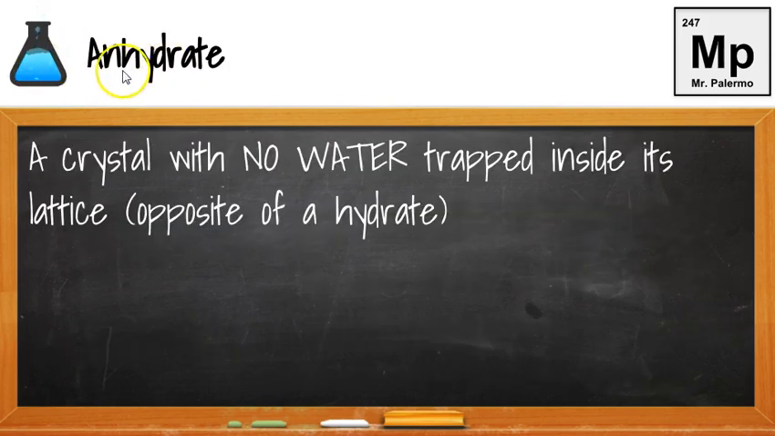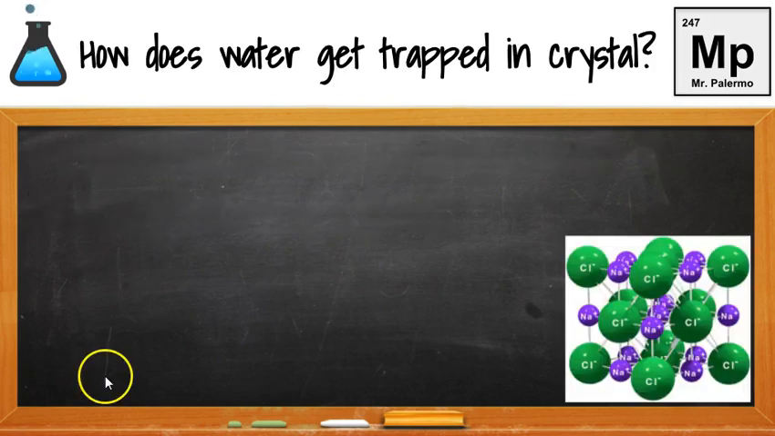An anhydrate, an means not, is a hydrate that has no water in it. It's the opposite of a hydrate. The water has been removed. So how does water actually get trapped inside this hydrate, this crystal?